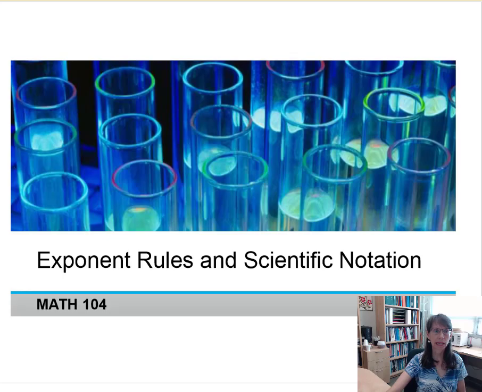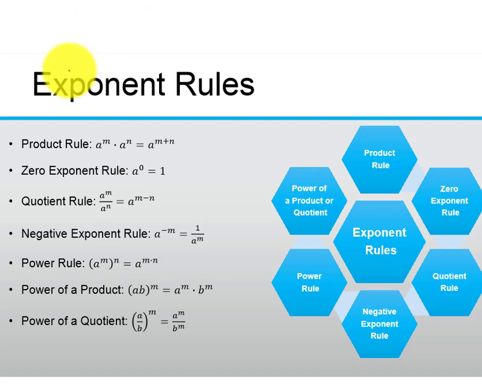The topic of this lesson is exponent rules and scientific notation. Here we have all of the exponent rules that we'll be covering in this course, and we'll practice some examples of each one. With the product rule, you can see that the base of a is raised to a power and multiplied by another base of a raised to a power. So the rule is to add those exponents when those bases are like bases.